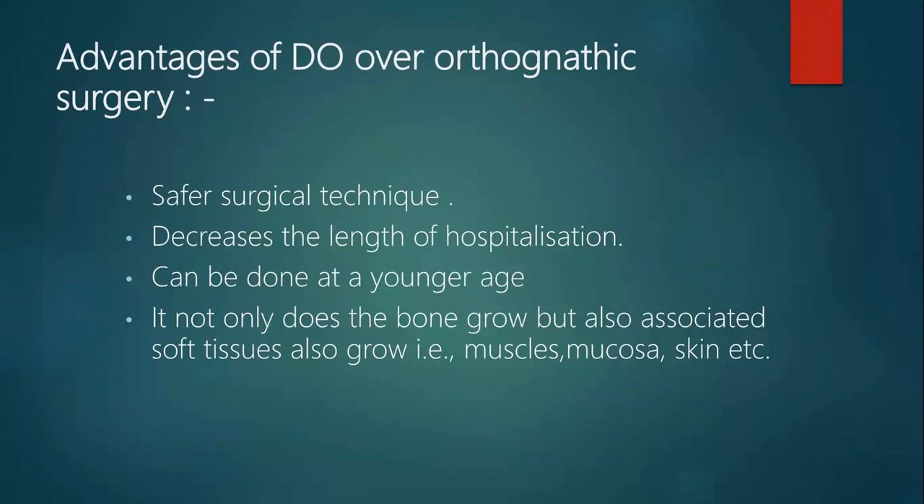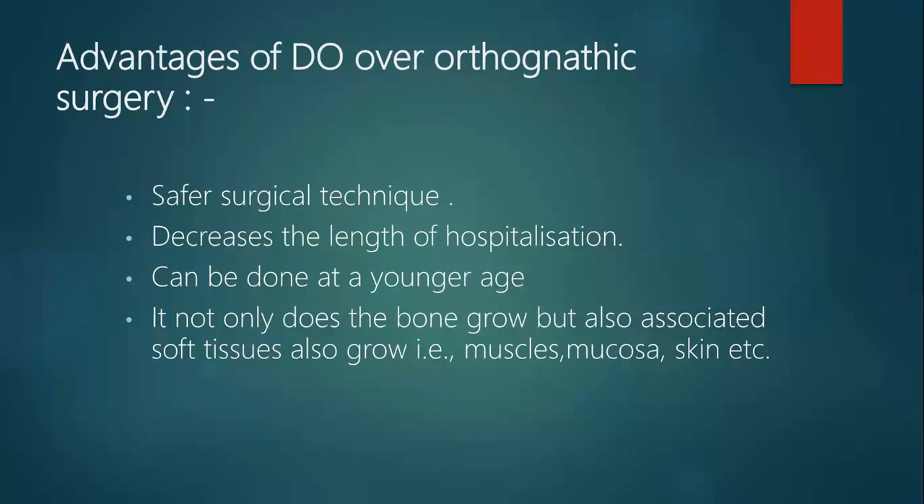Distraction osteogenesis basically has four stages. The first one is the osteotomy, in which an osteotomy cut is made at the desired space and a gap is created. This stage is followed by a latency phase, in which the bone is left for around 1 to 7 days, and after that there is a distraction phase.